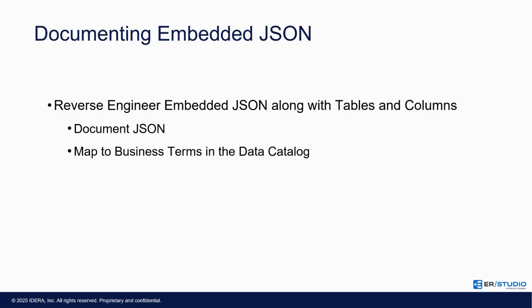So we've got two use cases for this. The first one is documenting embedded JSON data. So we want to be able to reverse engineer the embedded JSON structures alongside those tables and columns, so we've got a full documentation of all of the data in the database. And that's going to help with our data governance program as well. We can then start mapping those fields in the embedded JSON to business terms and populate the data catalog. Let's go and have a look at this in the product.